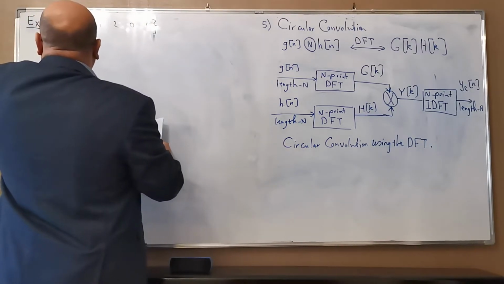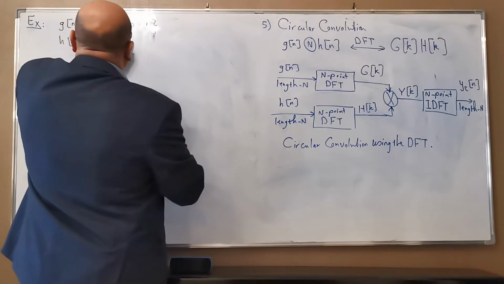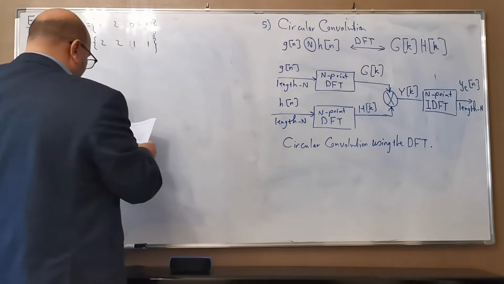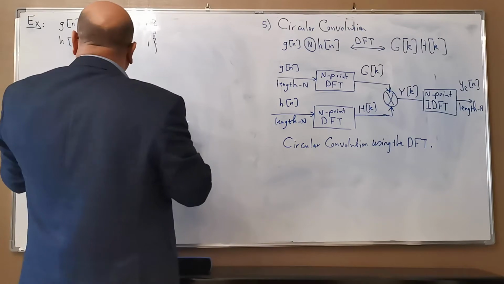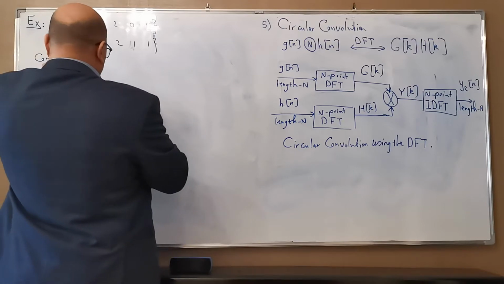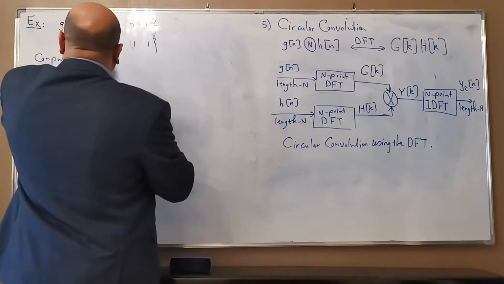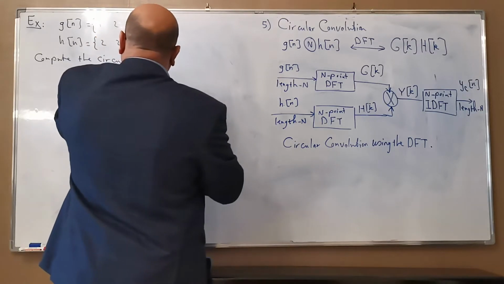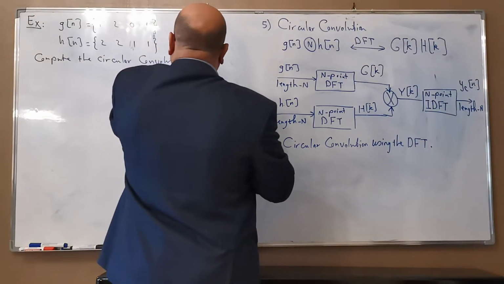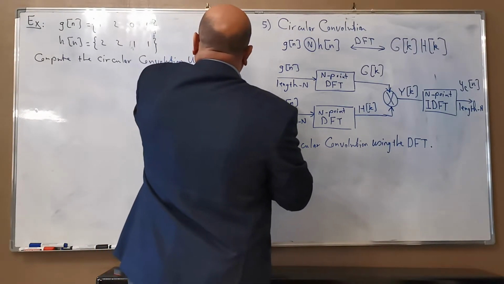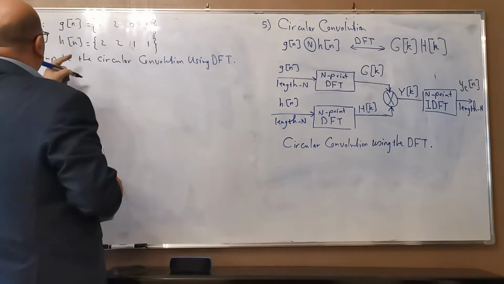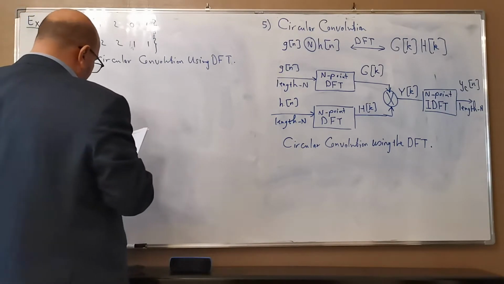h of n equals 2, 2, 1, 1, and compute the circular convolution using DFT. So we need to compute yc of n, which is the convolution of those two.